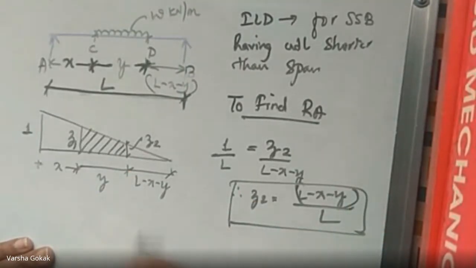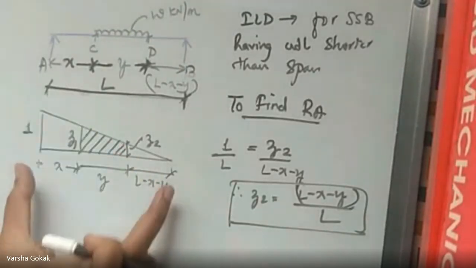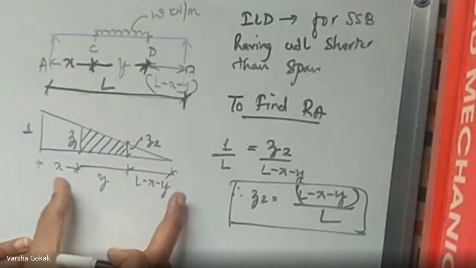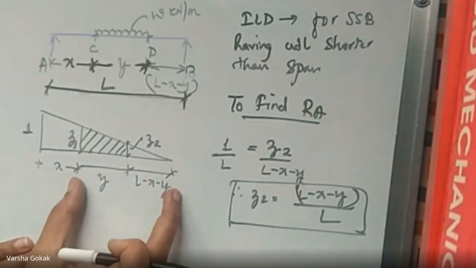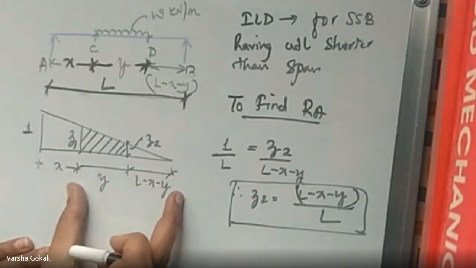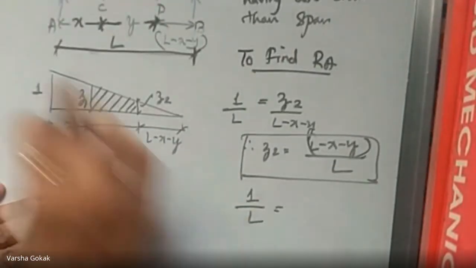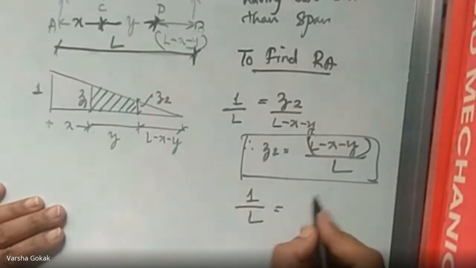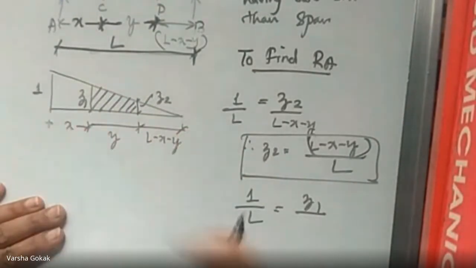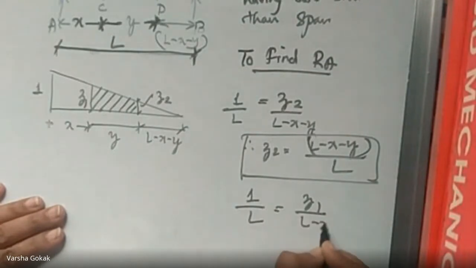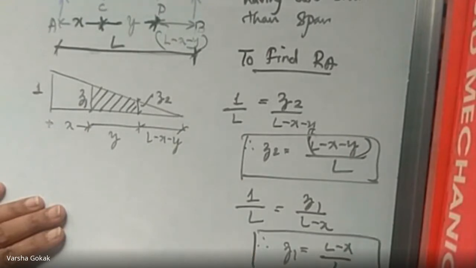Similarly, if I want to calculate Z1, then 1 divided by L will be equal to Z1 divided by this distance. This is Y, it will go. It is L minus X, correct? So 1 divided by L is equal to Z1 divided by this distance, that is L minus X. Okay, therefore Z1 is equal to L minus X divided by L.